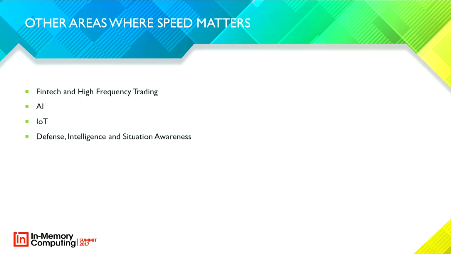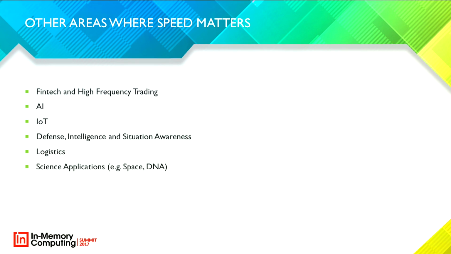Defense intelligence and situation awareness. Well, if you can detect something 10 seconds before your enemy, that of course can be a matter of life and death. The difference between success and catastrophic failure. Logistics, if you have a huge amount of spare parts, or if you have some kind of network you're planning, you want to be able to compute huge amounts of data quickly. Science applications, space, DNA, of course, are some other obvious ones.